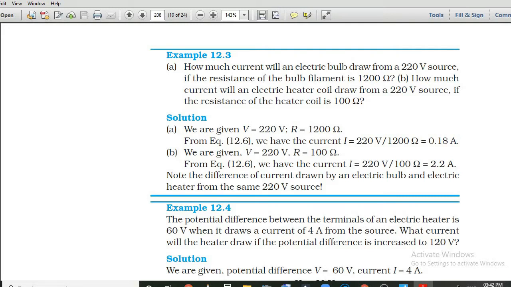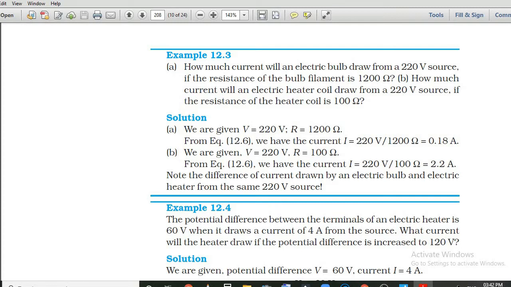The question also can be written. You may pause the video and write it. I will explain. How much current will an electric bulb draw from a 220 volt source if the resistance of the bulb filament is 1200 ohm? How much current will an electric heater coil draw from a 220 volt source if the resistance of the heater coil is 100 ohm? This is the question.